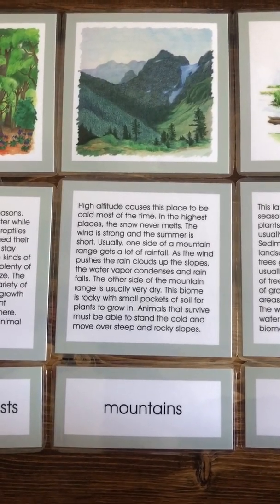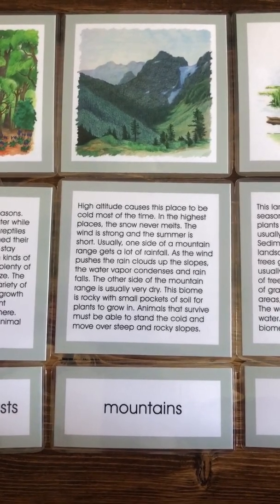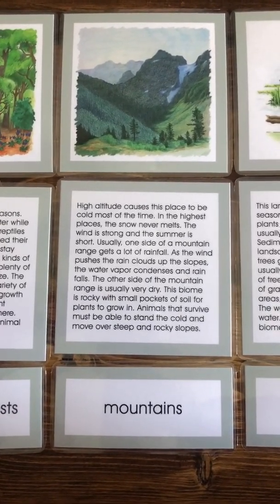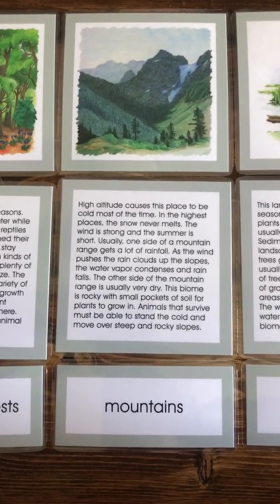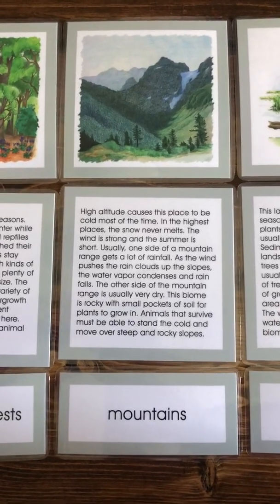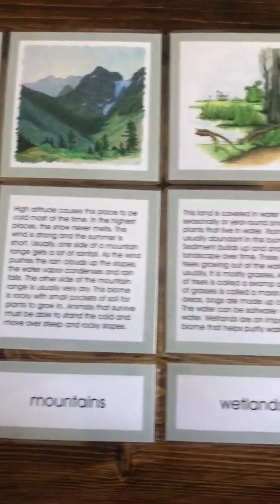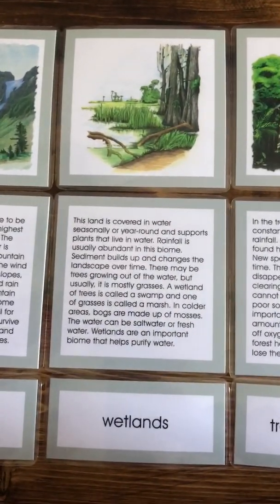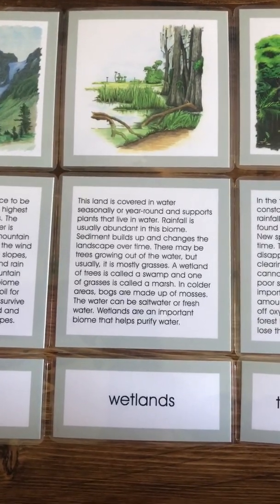The other side of the mountain range is usually very dry. This biome is rocky with small pockets of soil for plants to grow in. Animals that survive must be able to stand the cold and move over steep and rocky slopes. Yeah, like a mountain lion or a mountain goat.